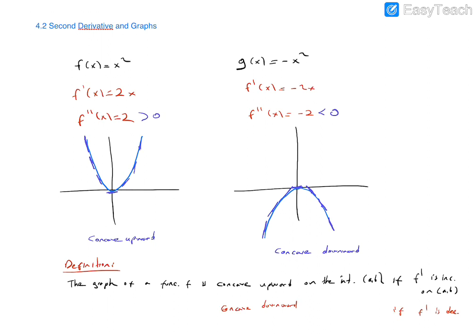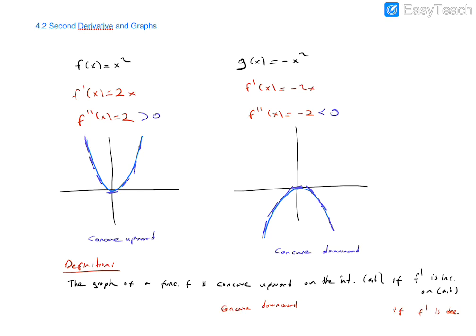Geometrically, the graph is concave upward on some interval AB if it lies above its tangent lines. Okay, these are tangent lines. So this graph lies above the tangent line, and the graph is concave downward on some interval AB if the graph lies below its tangent line, like this situation. Okay, geometrically we can make this comment.